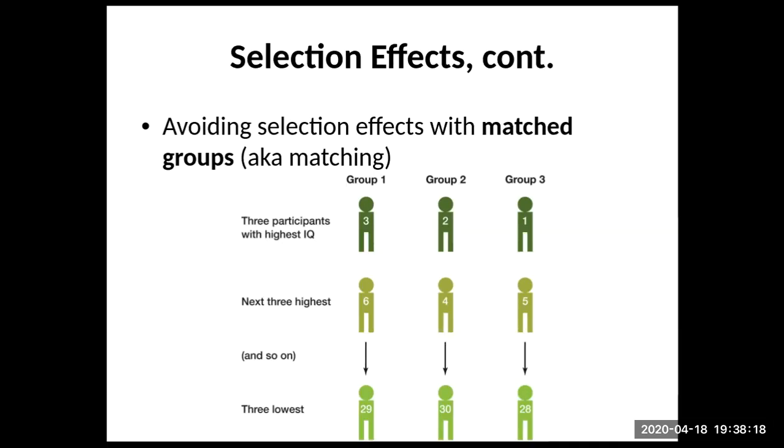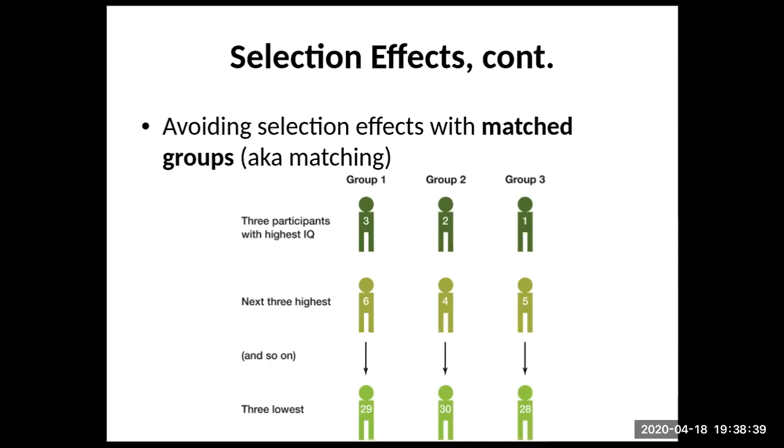Then we take the next 3 highest IQs, and this could be based on some test you gave them at the beginning of class, and all their IQs are there. So then number 4 goes to group 2, number 5 to group 3, number 6 to group 1. So you're not just giving the highest ones to group 3 and the lowest ones to group 1. You're sort of what we call counterbalancing that.